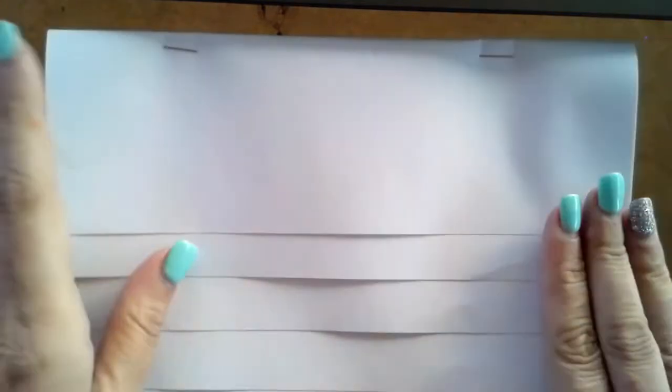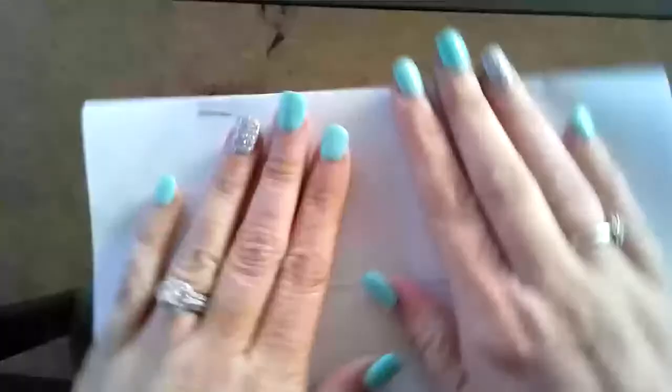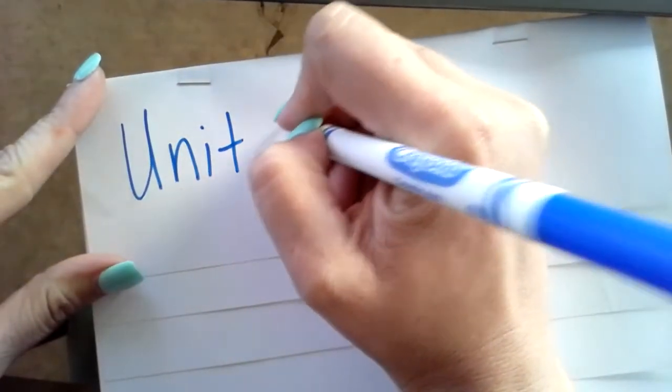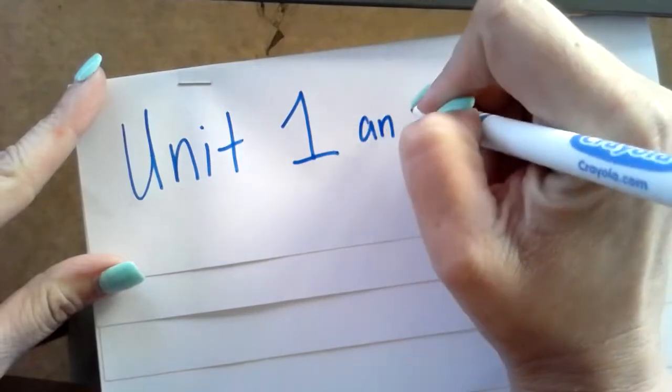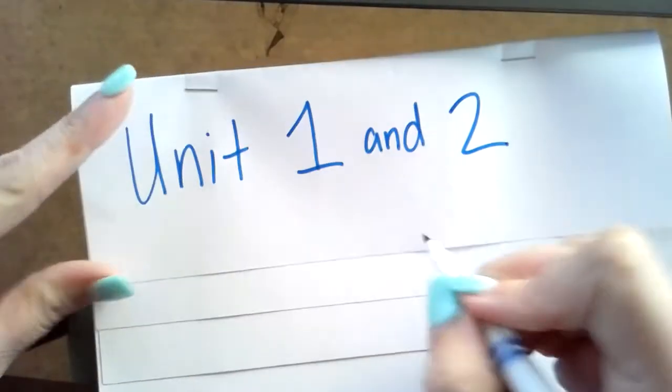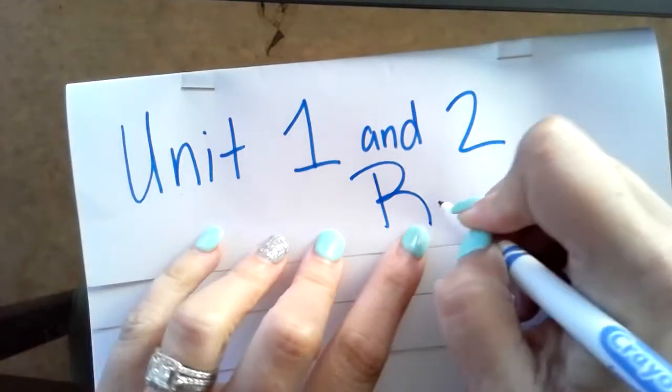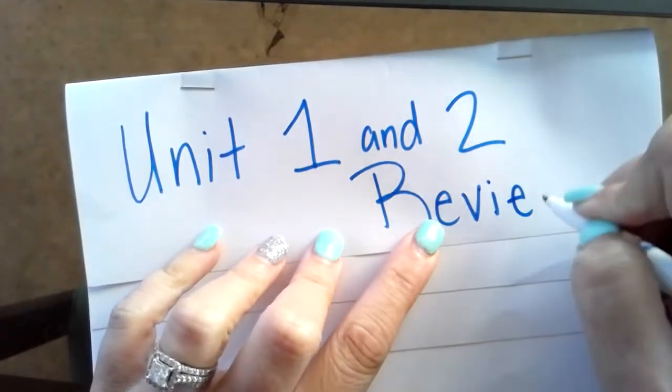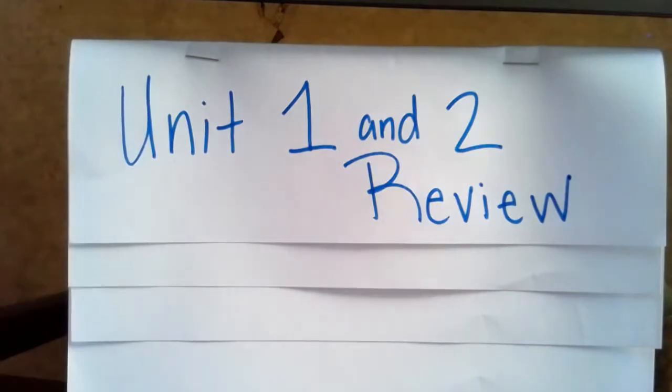Today's going to be a little bit different because we are reviewing for our Unit 1 and Unit 2 CBA. So in your bucket, you will find a sheet of paper or a foldable that Miss Webster has done for you. It looks like this. I want you to get that out with a marker or color or whatever you would like. I would like you to write on this top part right here, Unit 1 and 2 review. Okay, Unit 1 and 2 review.